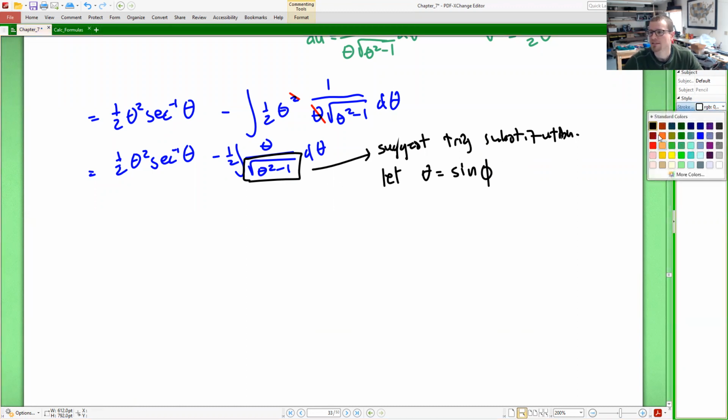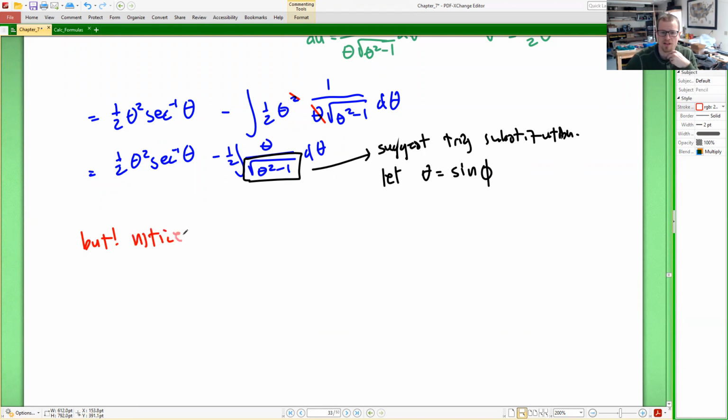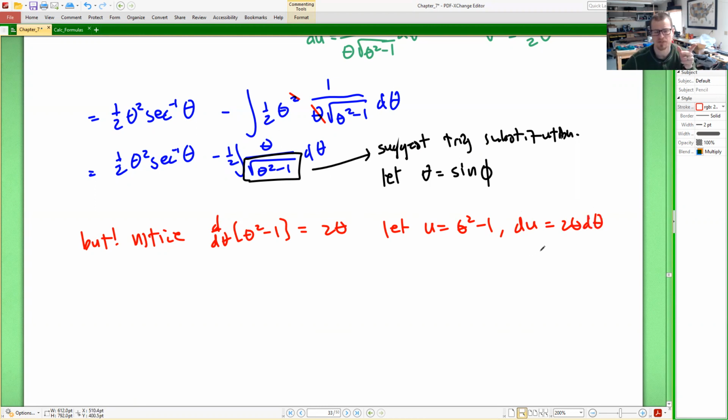But because the numerator is linear and in the denominator we're taking the square root of something quadratic, I want to notice that I could take a different route that is actually a little bit easier. Notice that the derivative d over d theta of theta squared minus 1 is equal to 2 theta, which is essentially what our numerator is. So I'm going to let u be equal to theta squared minus 1, and then du would be equal to 2 theta d theta. And to simplify things a little bit in our substitution, we can say 1/2 du is equal to theta d theta. Divide both sides by 2 here.